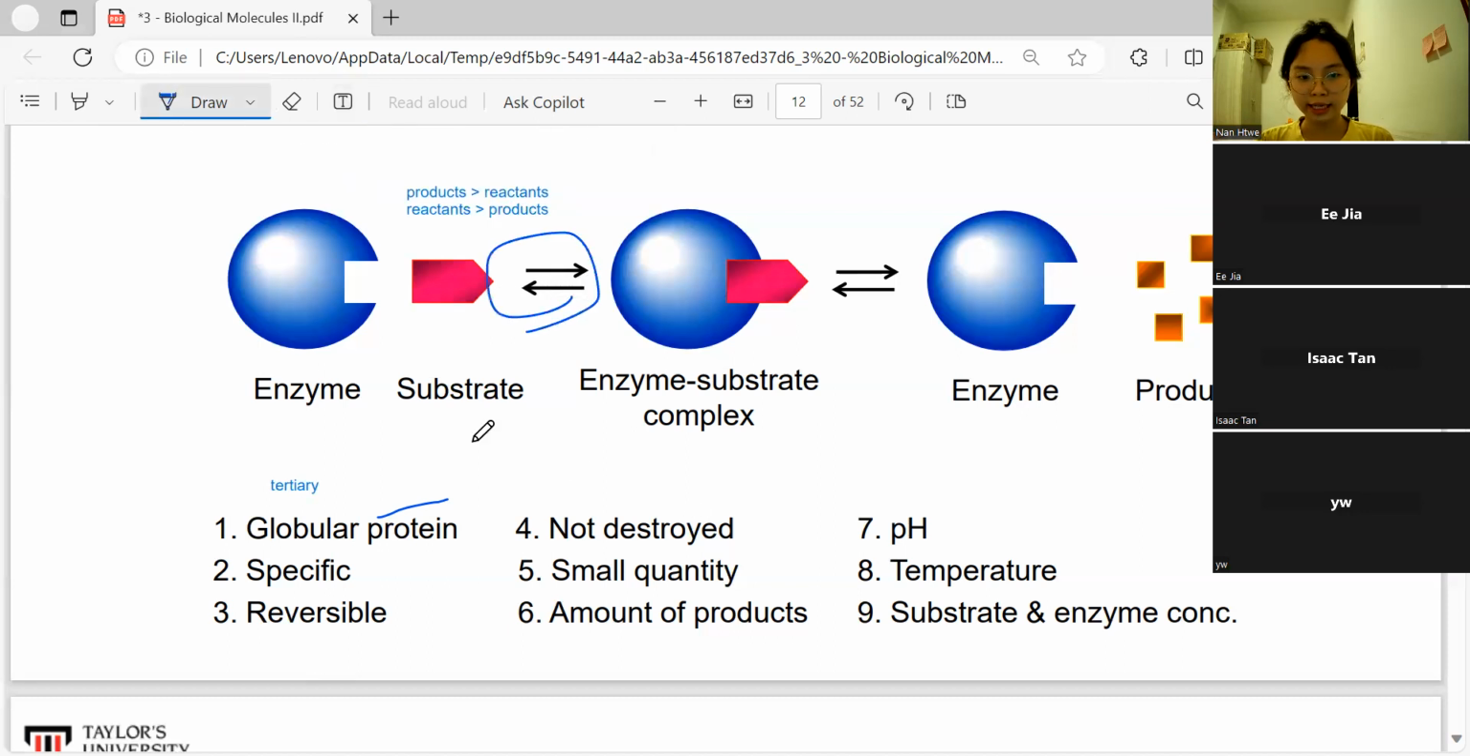And enzyme not destroyed means that at the end of the reaction, when the products are formed, the shape of the enzyme remains unchanged. The bonds are not broken; it is the reactants that are broken or formed. So the enzyme doesn't change. Small quantity, you don't have to know that much, and it doesn't change the amount of products. And it is affected by these three things: the pH, temperature, and the substrate and enzyme concentration.